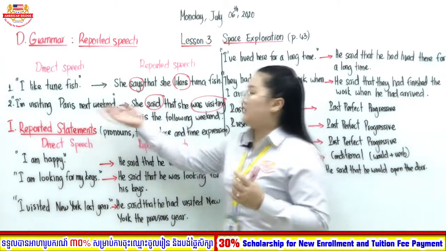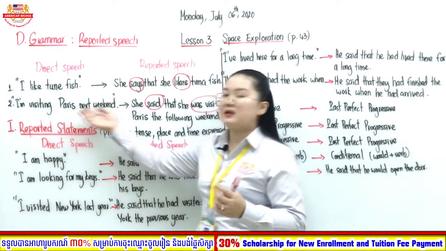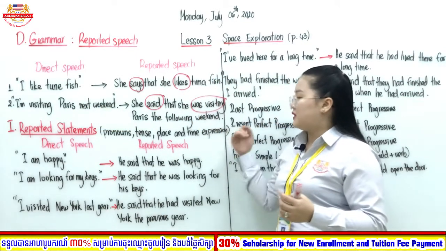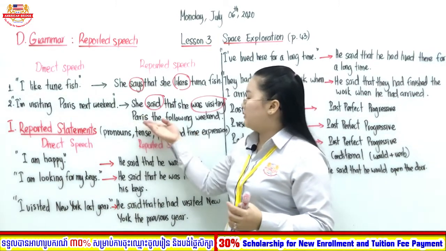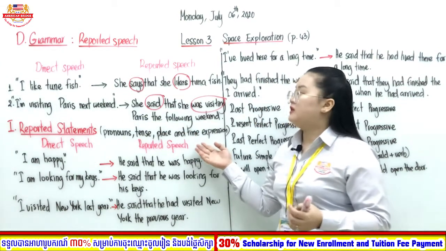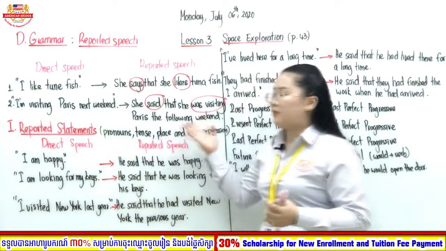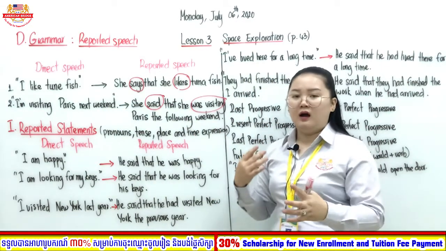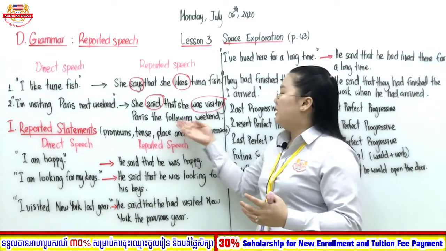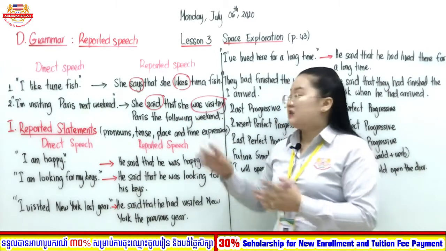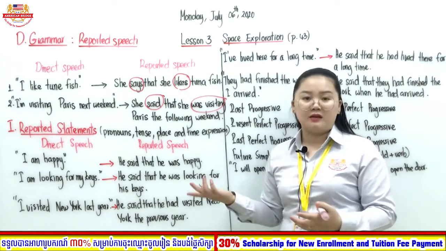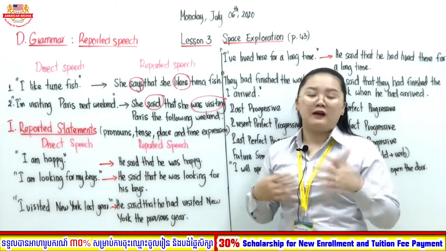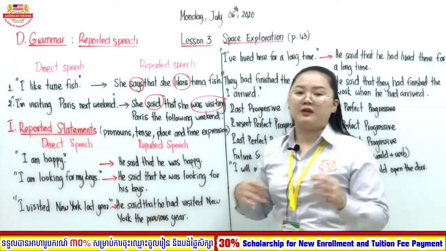All right, you need to change from the present continuous to past continuous. And also place, right? Place here, Paris, you keep the same, but for the time expression, if you said next weekend, and you report that sentence, you need to change it to the following weekend. All right, so I will show you more examples relating to reported statements, so that you will have a clearer understanding of them.